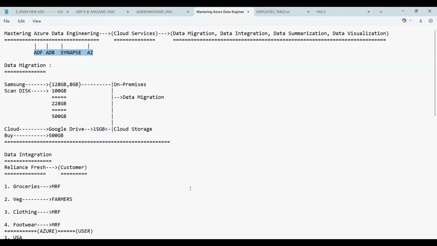Or else, if you want it to go at a normal pace, what we do is we take the ADF from 9 to 10, okay, guys. And once the ADF is completed, we go with the ADB, then Synapse and AI. So the duration of this course would be around 100 days. That's it. As a complete implementation, we are going to see one project also, guys, from the implementation point of view.